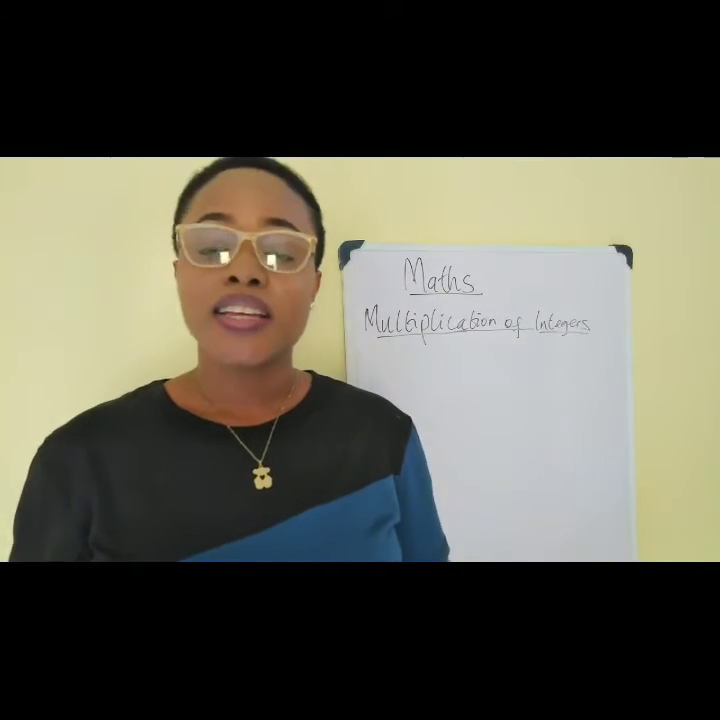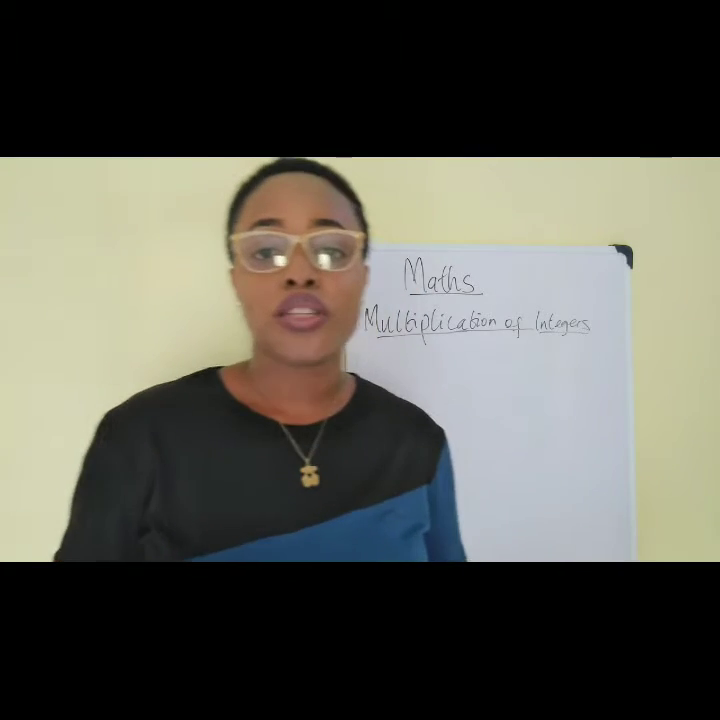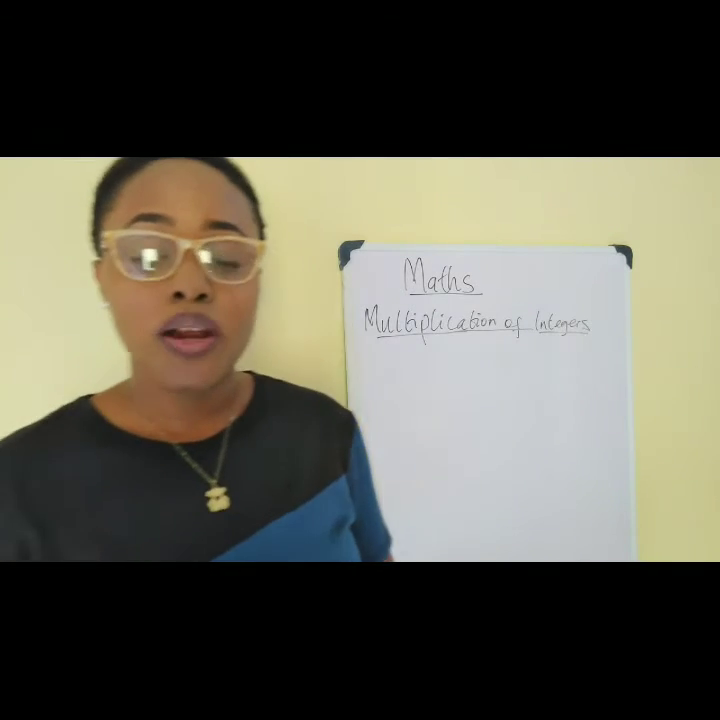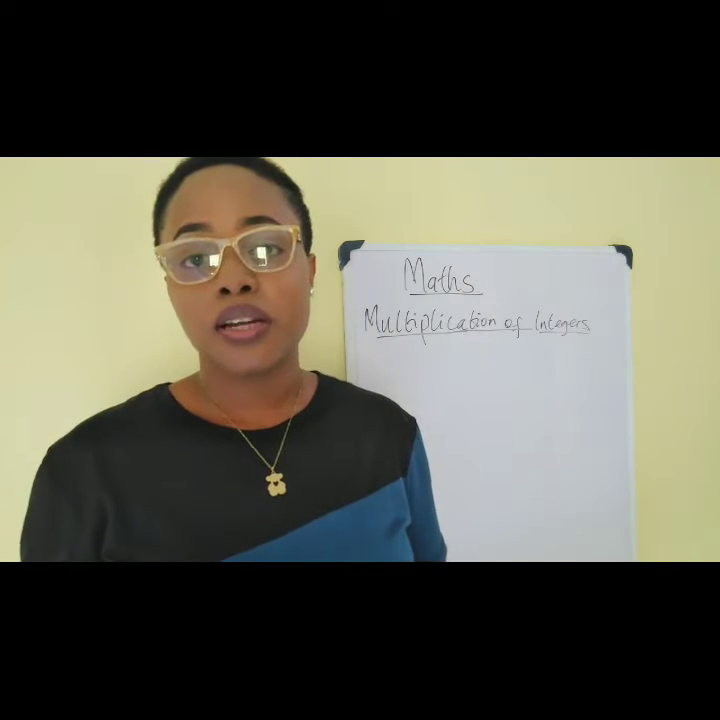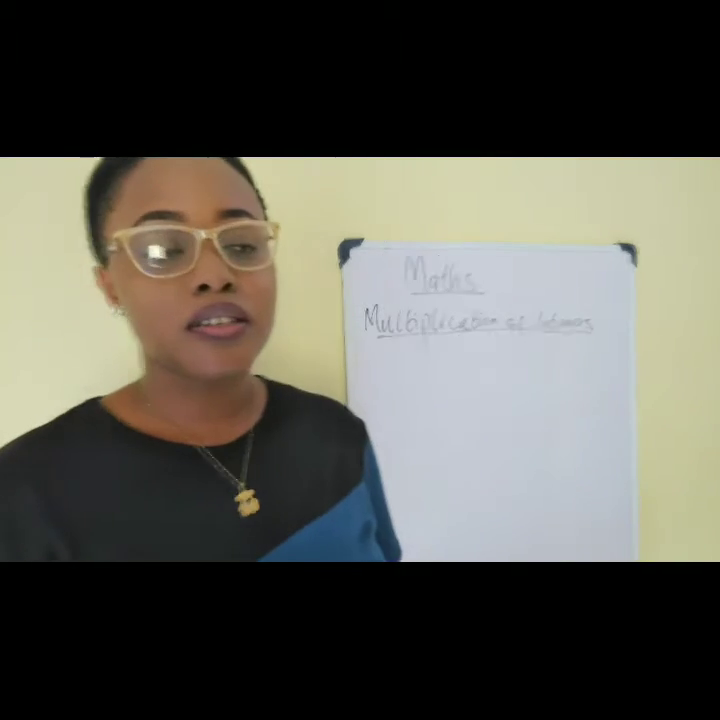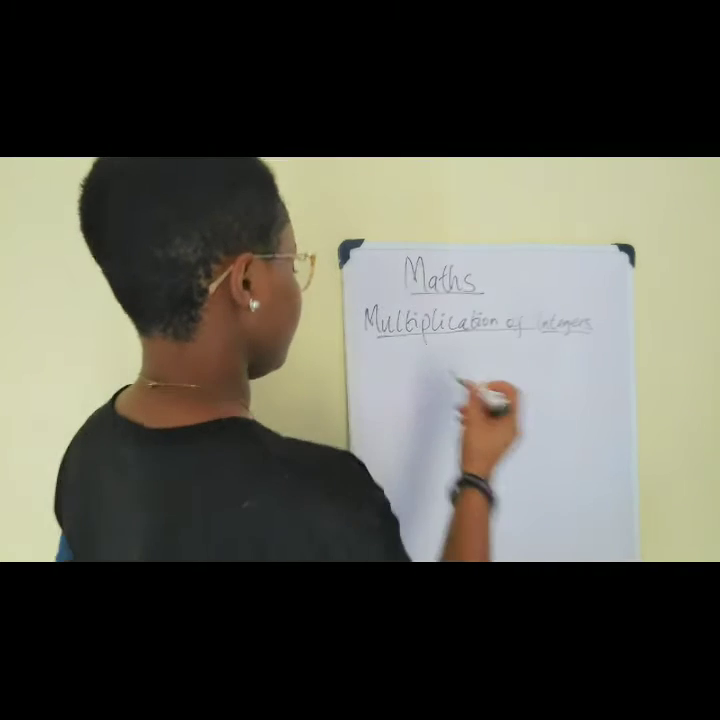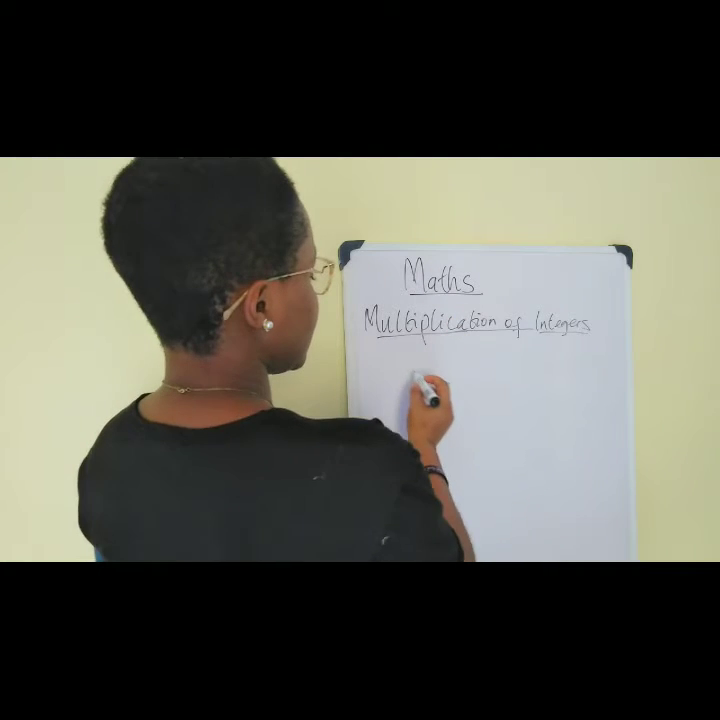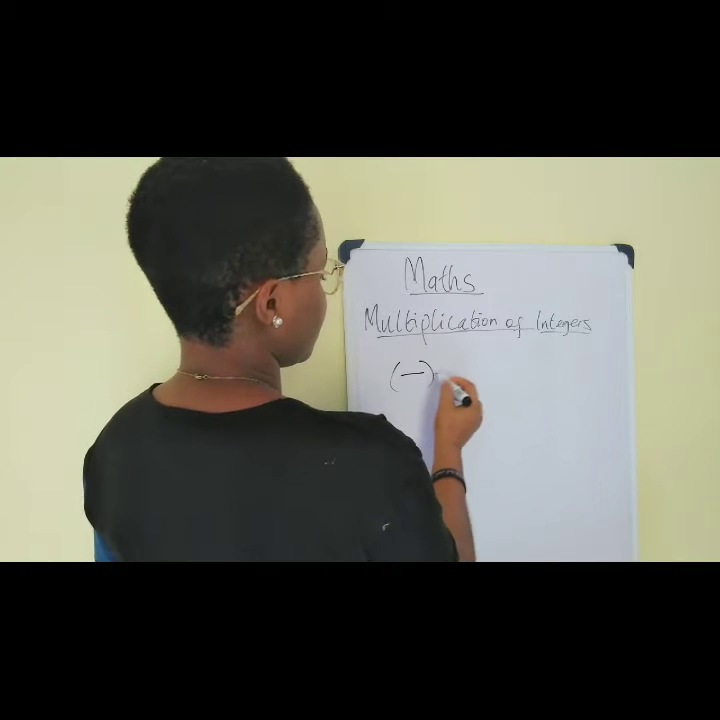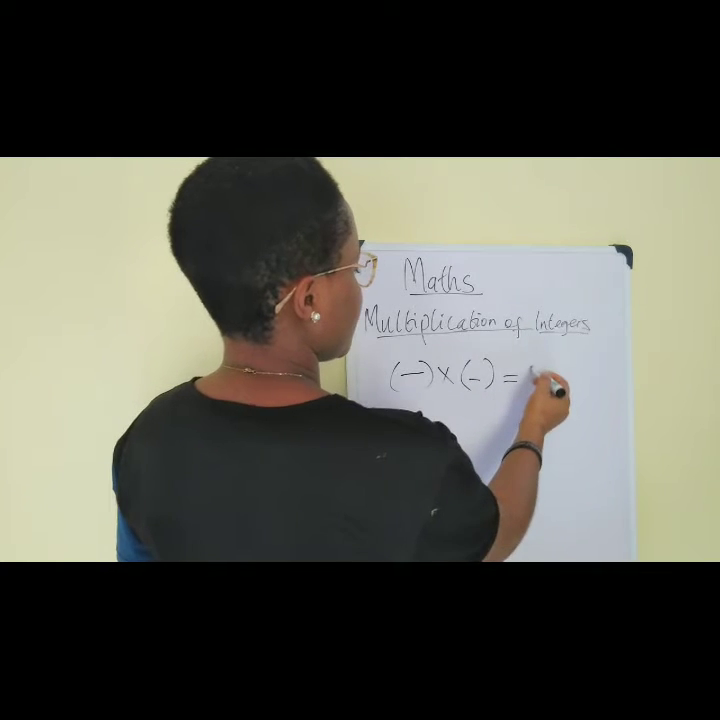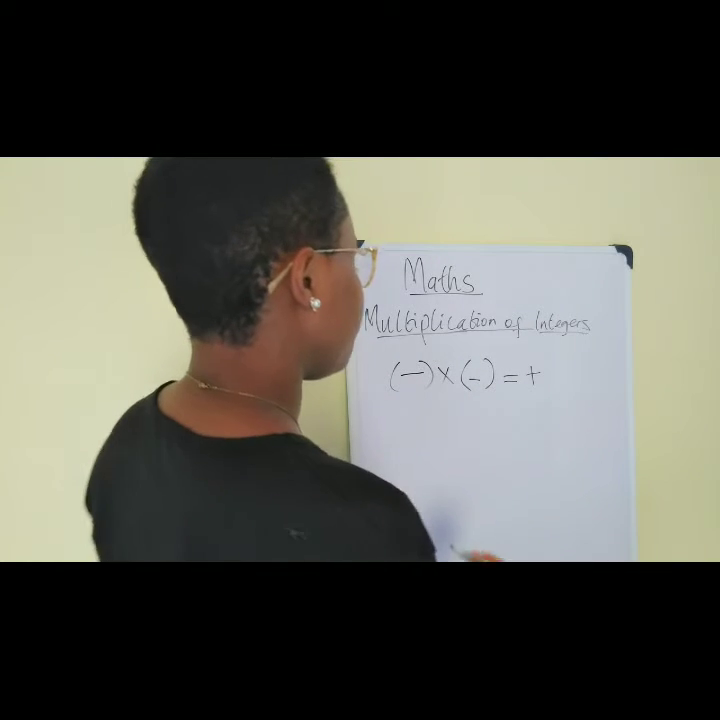So in multiplying integers, there are a set of rules that you should apply in order to get the correct result whenever you're solving problems that are related to multiplication of integers. And the first one is, if a negative integer is multiplying another negative integer, the outcome will be a positive outcome.